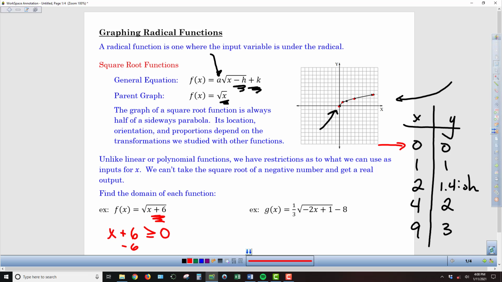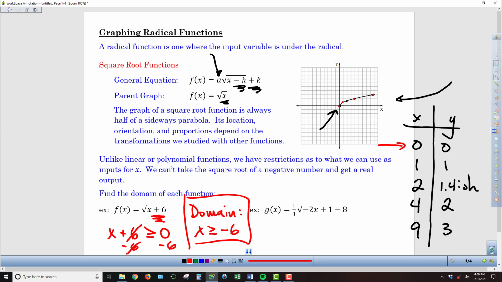So I'm going to subtract 6 from both sides to solve this inequality. And so then we get x is greater than or equal to -6. So that means that our domain for this function we can describe as just being x is greater than or equal to -6. As long as we plug in numbers -6 or bigger, then we're going to get real number values as outputs, which is what we want.